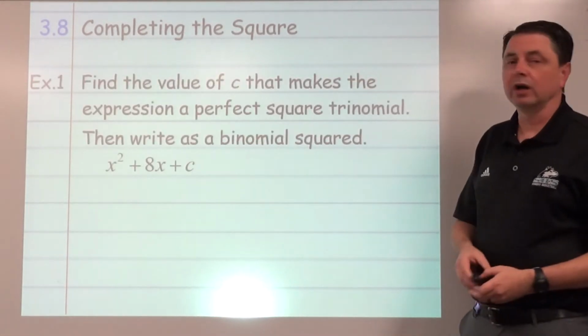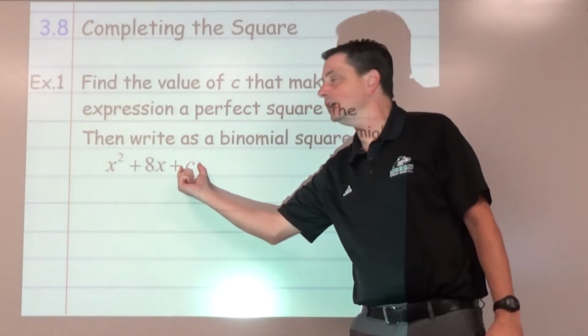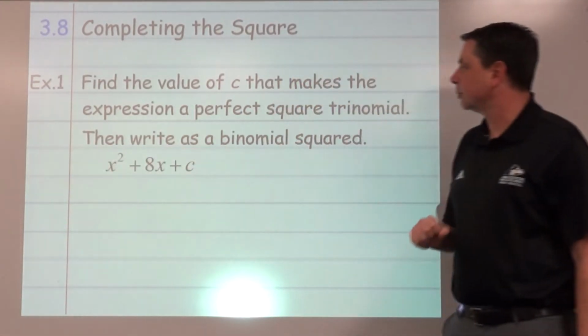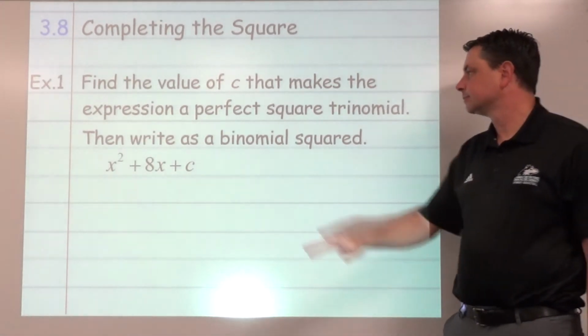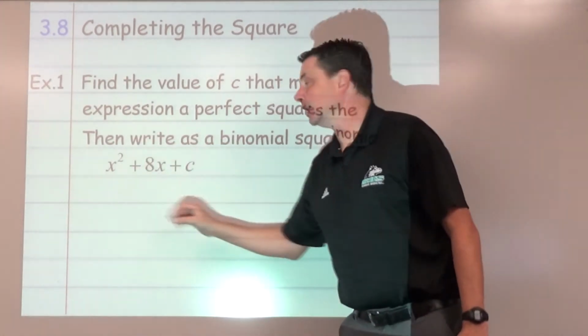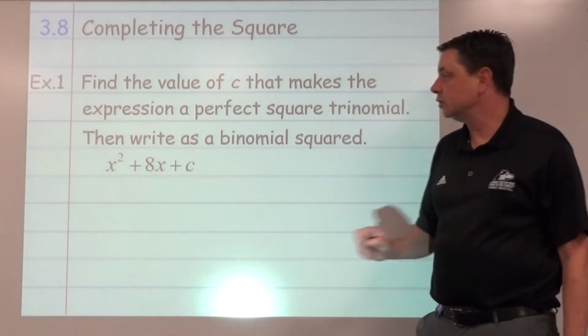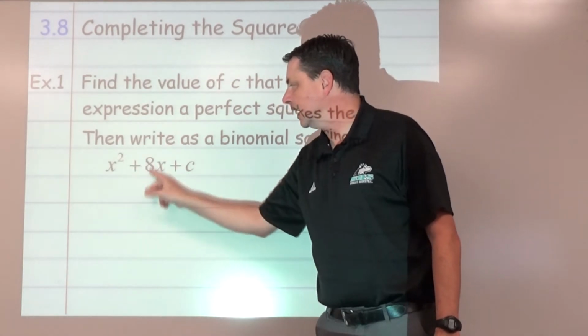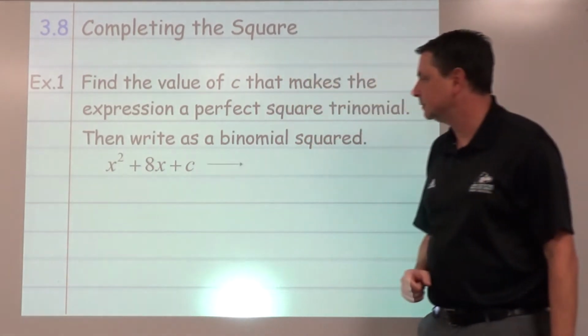So example number 1. Our directions for all these are going to be find the value of c that makes the expression a perfect square trinomial. After you've done that, write the expression as a binomial square. So what we're going to do is take a look at the b value here, which is the coefficient of x, which is positive 8.